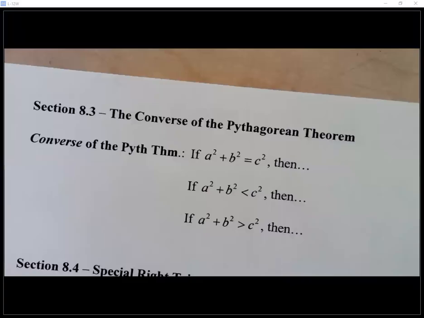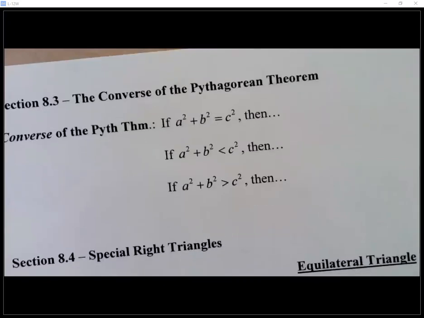All right, everybody. So, 8-3 is the converse of the Pythagorean theorem. So we know that if you have a right triangle, you can use the Pythagorean theorem to solve for any missing side, right? A squared plus b squared equals c squared. So cool. But did you know that not only can you use Pythagorean theorem to solve for a missing side of a right triangle, you can actually use it to tell if you even have a right triangle to begin with.